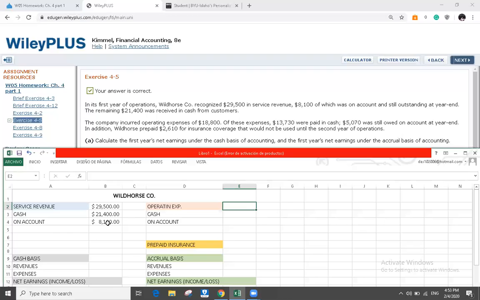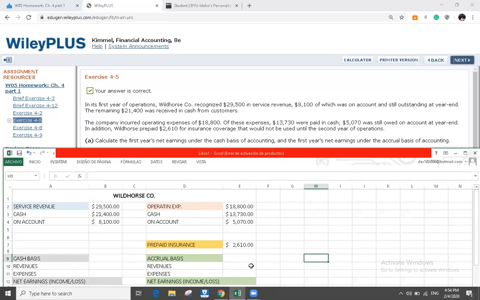And operating expenses, it says that it's $18,800, and $13,730 is on cash. 5,070 is on account. And then right here, I'm going to write down the prepaid insurance, $2,610, that we will be using later. And now we're just going to start with the calculations.